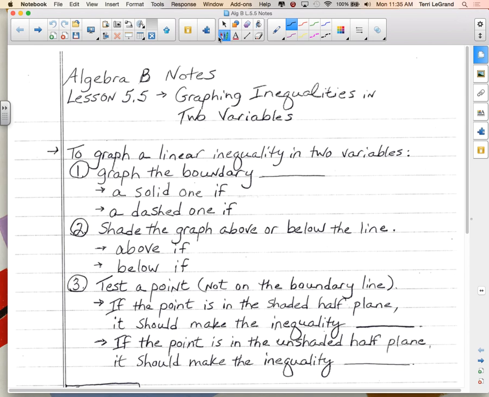Okay, so our learning goal today is that you could graph a linear inequality in two variables and show its solution. The reason we have to show the solution by using a graph is because there's an infinite number of solutions. We can't begin to list all of them, so we show it with a graph.